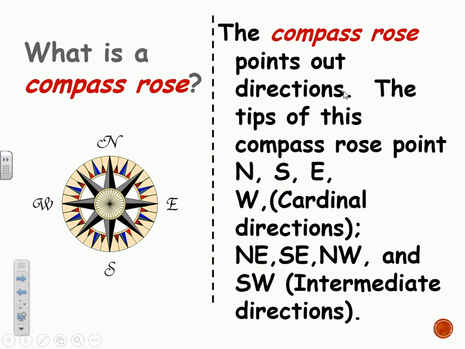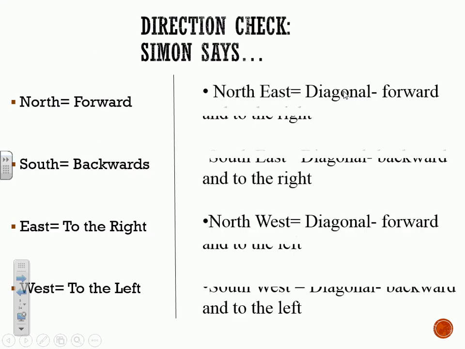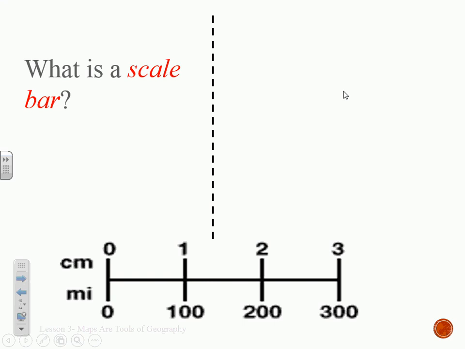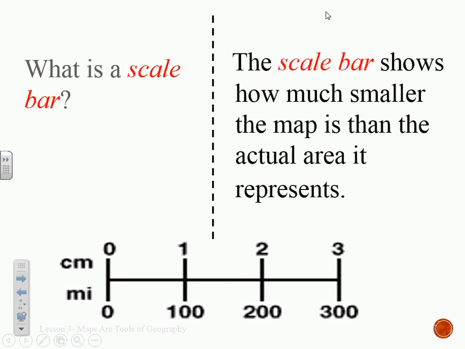The next feature of a map is the map scale, or the scale bar. So this is what a map scale looks like. A map scale shows how much smaller the map is than the actual area it represents. Because we can't put the actual distance on the map, because that would be a huge map, we have to make the map smaller.